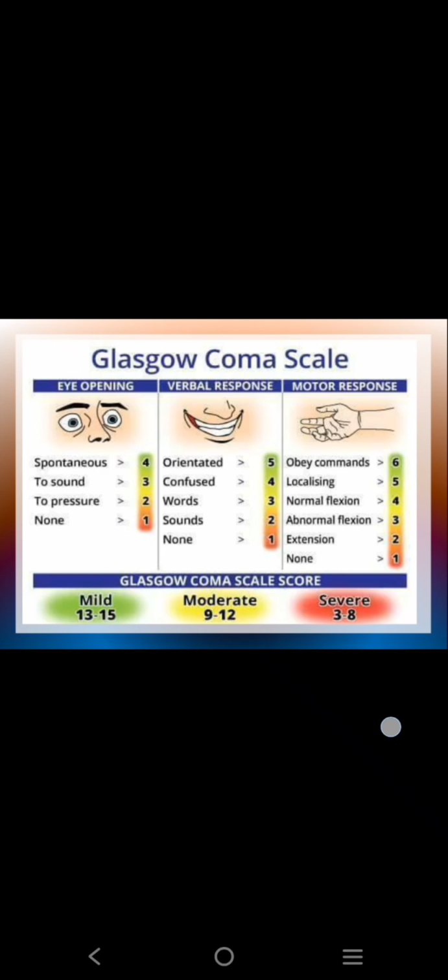Then in the next grade, he's making only some sounds. That is, only sounds are coming, then he is coming under grade 2, and if there is no response at all, it is coming under the none group. That is only 1 point.